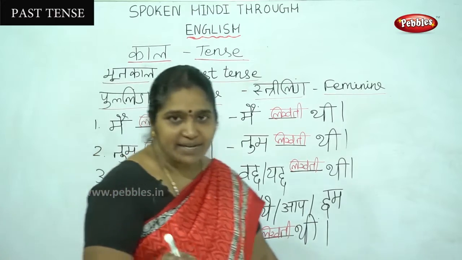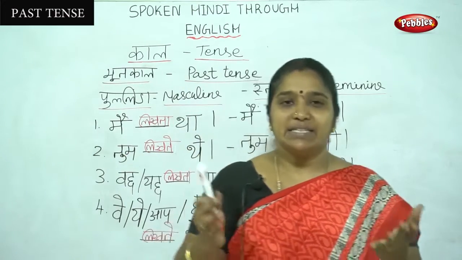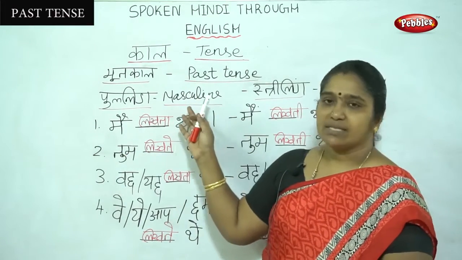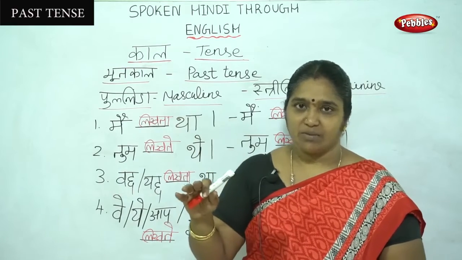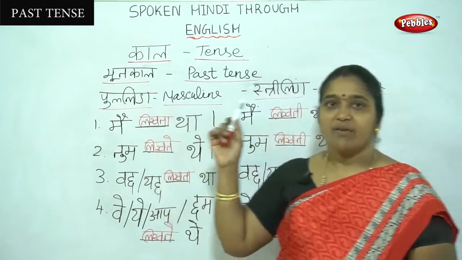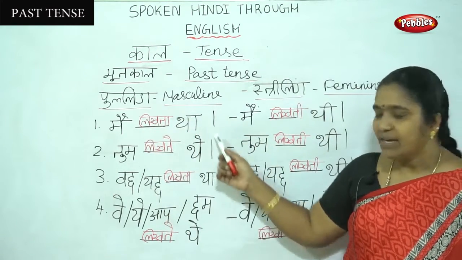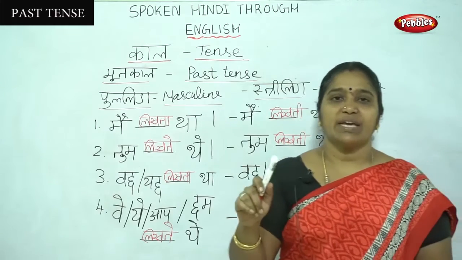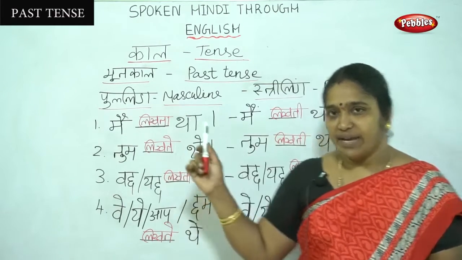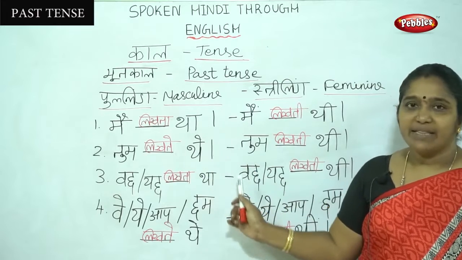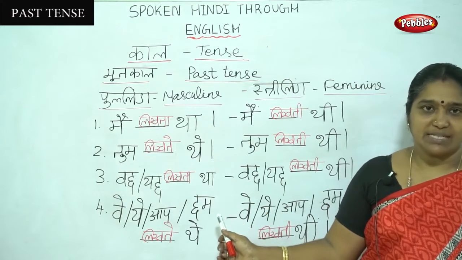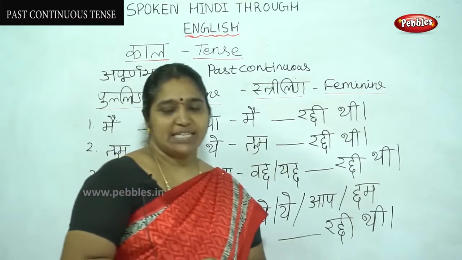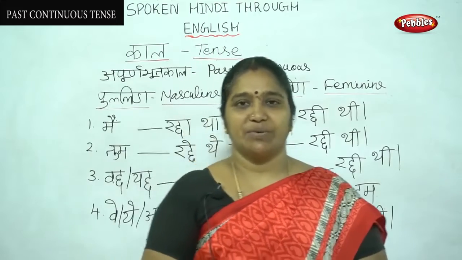Is it clear? Can you understand the difference between this one and present tense? We must remember the ending verbs. There we are using hoon, hai. Here we are using ta, te, ti. Understand? Now let us learn about past continuous.